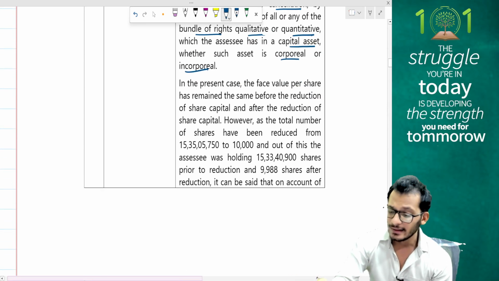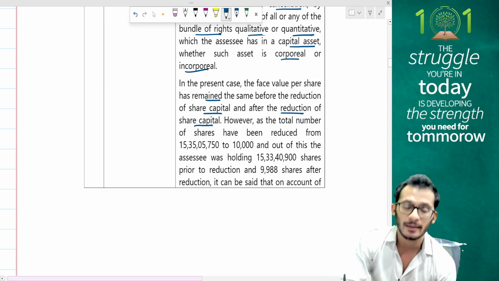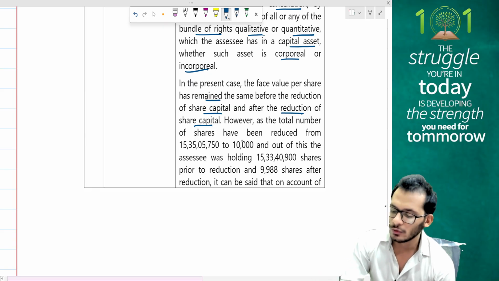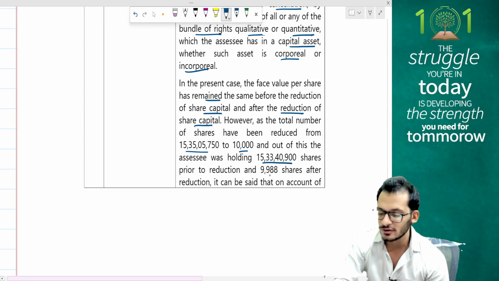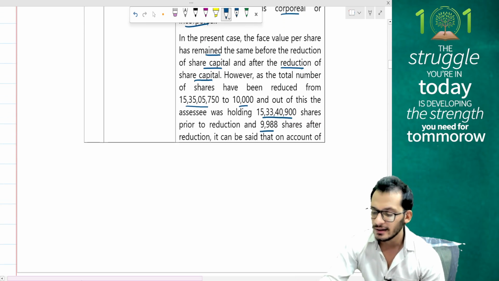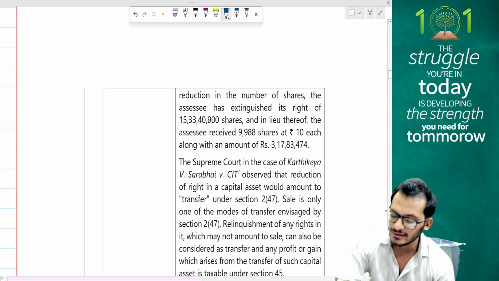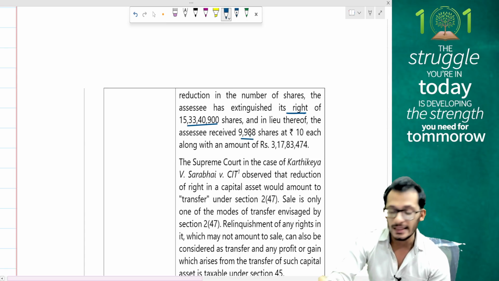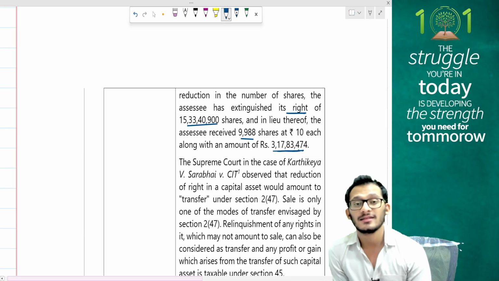In the present case, the face value per share has remained the same before the reduction of share capital and after the reduction of share capital. However, the total number of shares is reduced from 15 crore 35 lakh to 10,000, and out of this, the assessee was holding 15 crore 33 lakh, which got reduced to 9,988. After reduction, it can be said that on account of reduction in the number of shares, the assessee has extinguished its rights on 15 crore 33 lakh shares, and in lieu thereof, the assessee has received 9,988 shares, along with 3.17 crores in consideration value.